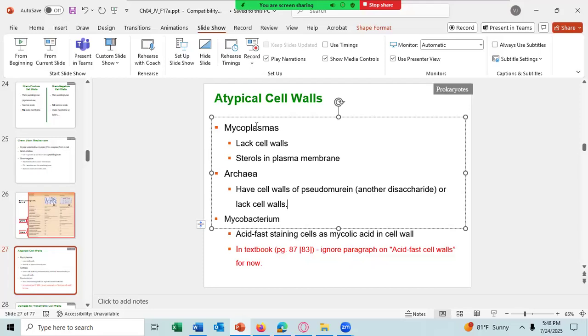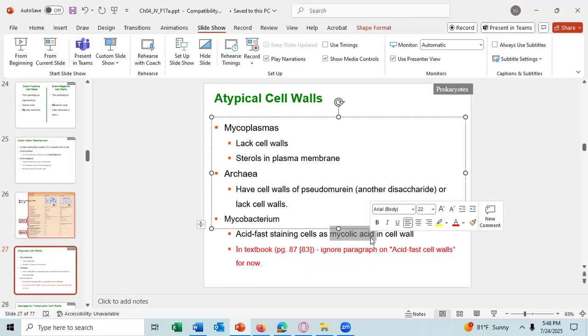All right, there is another bacteria which has an atypical cell wall. It is the Mycobacterium. This bacteria is different because it has a lot of mycolic acid in the cell wall. And the mycolic acid gives this Mycobacterium different properties. Mycolic acid is a lipid, and there's so much mycolic acid in the cell wall that water-soluble molecules cannot easily move through the cell wall.